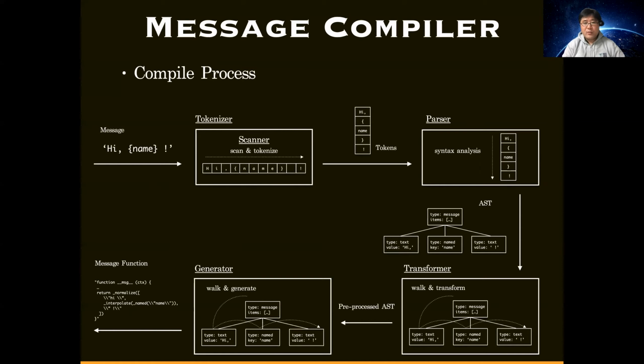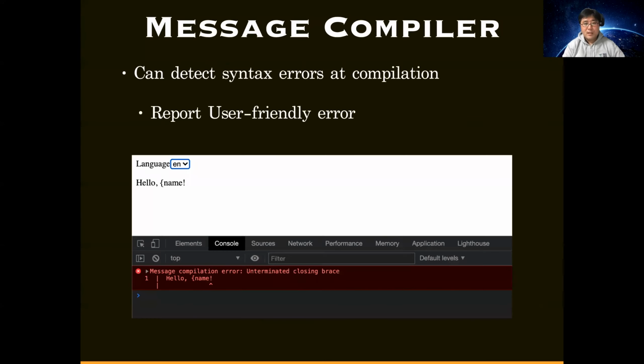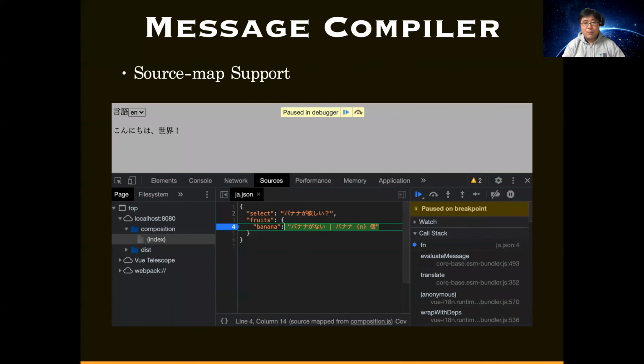The processed AST finally walks through the AST again in the generator and generates a JavaScript function string with each node's information. As you can see, the message compiler is a transpiler that generates JavaScript from message strings. The message compiler provides user-friendly reporting of syntax errors when compiling message syntax. The message compiler also supports source maps. This allows you to debug by inserting breakpoints into the message in the browser.